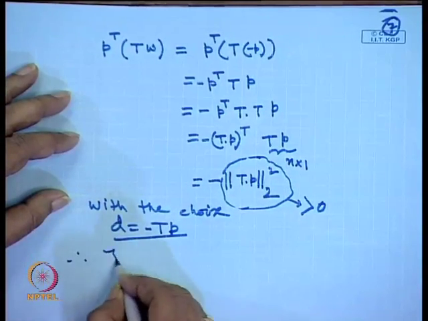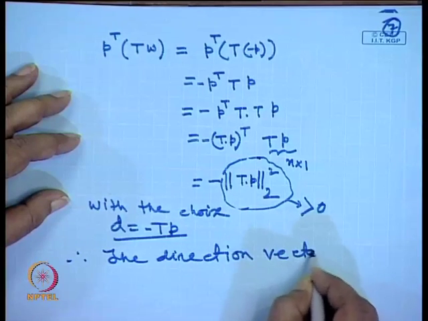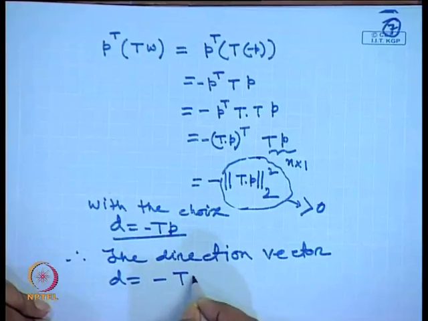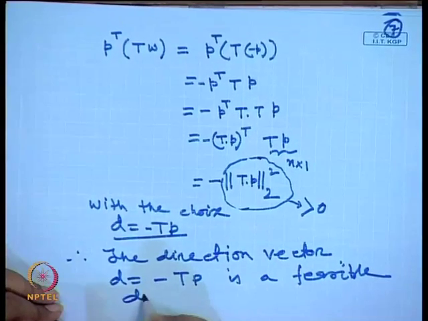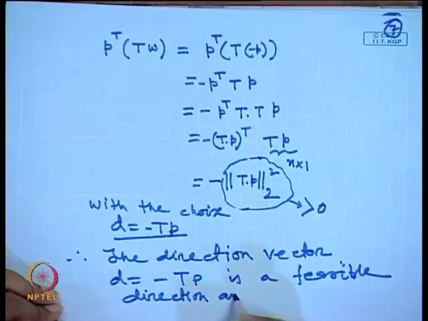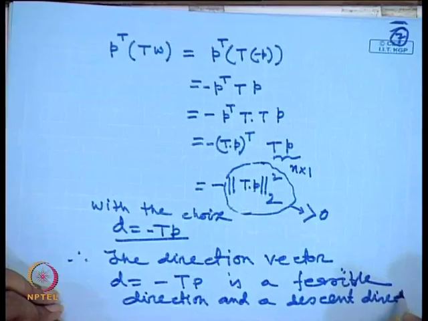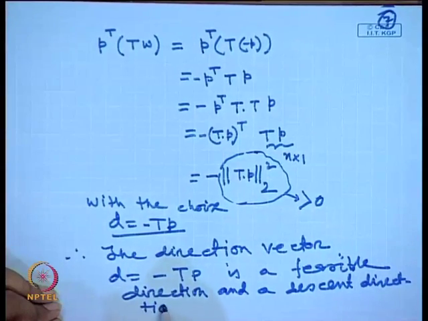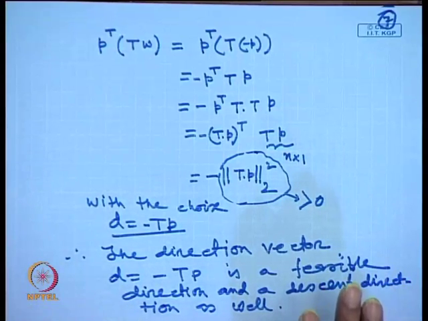So, therefore, the direction vector d equal to minus T P is a feasible direction and also a descent direction as well. In short, if the original problem is given and it is off-centered, you transform it into a new coordinate system by selecting the scaling matrix.